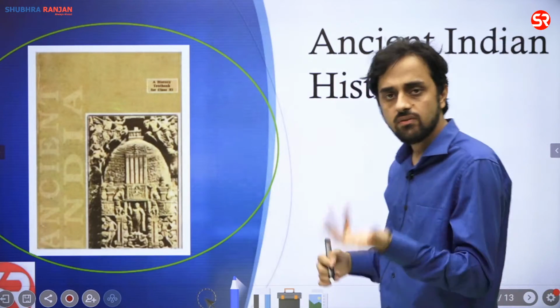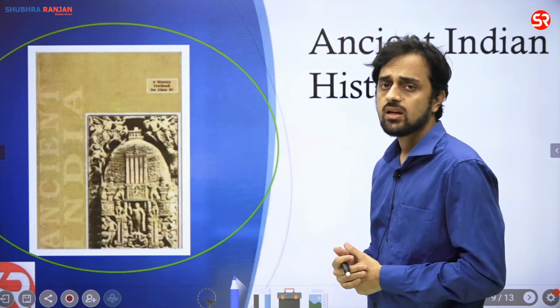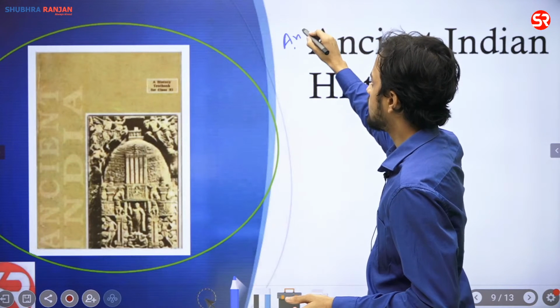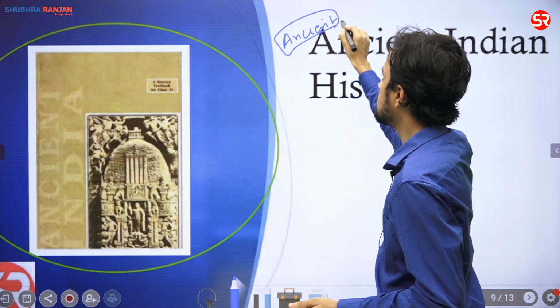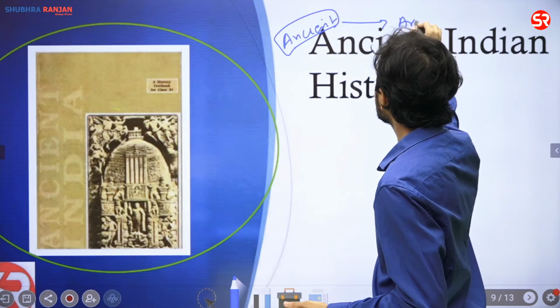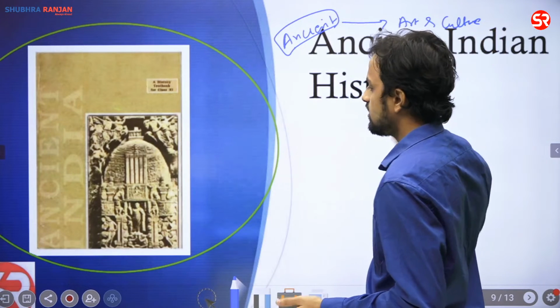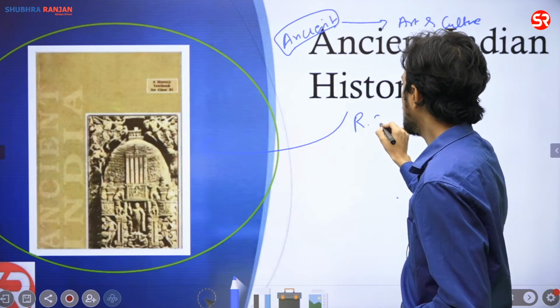Now coming to the ancient aspect. After you've done modern, I suggest that you should read the ancient aspect as well. The second priority should go to the ancient aspect, because a good understanding of ancient history also helps you in the art and culture section as well. Now for ancient Indian history, the book to read is R.S. Sharma Old NCERT.